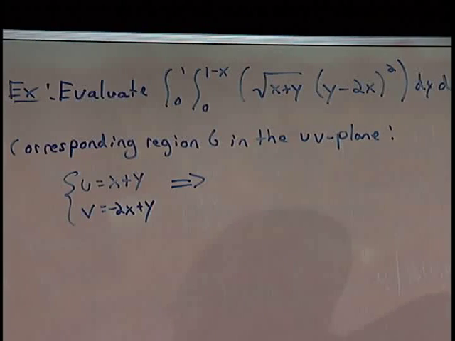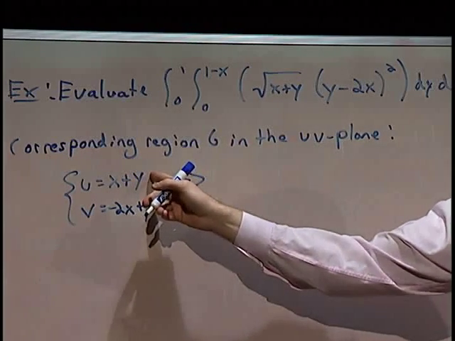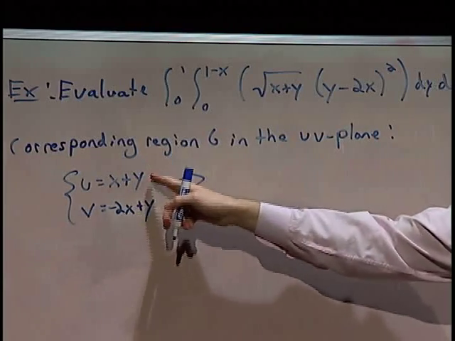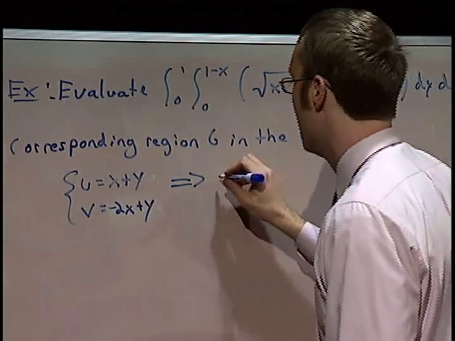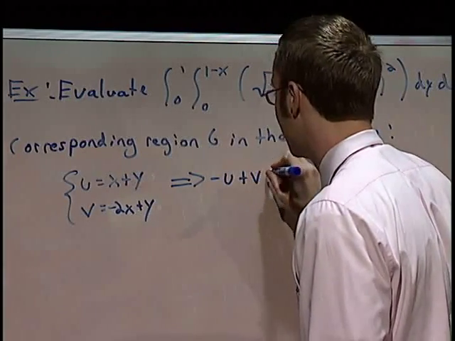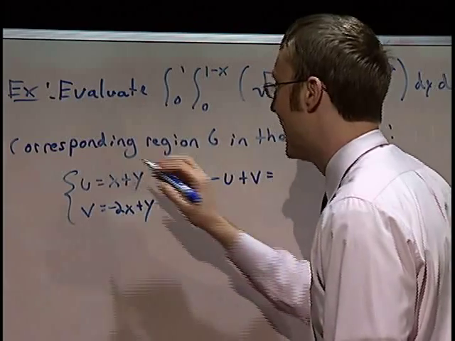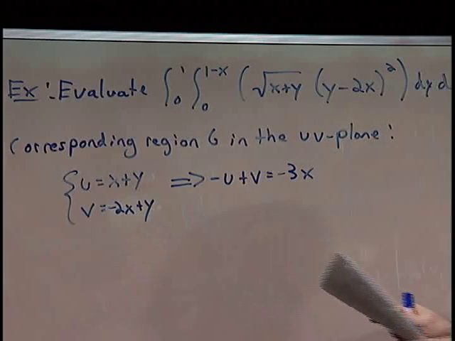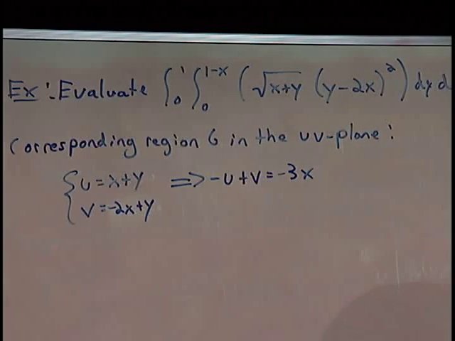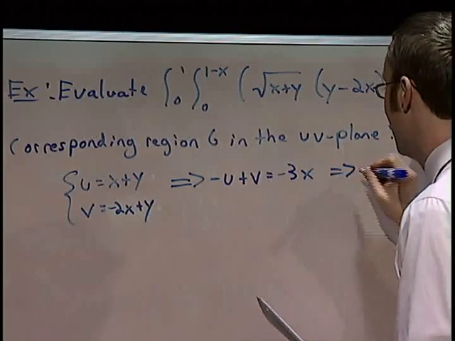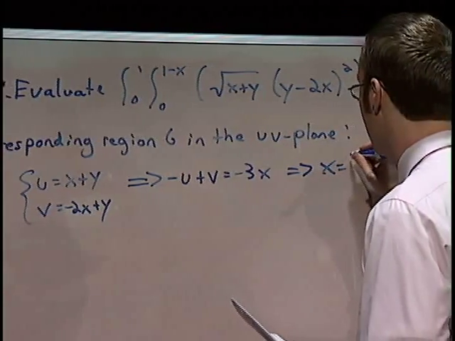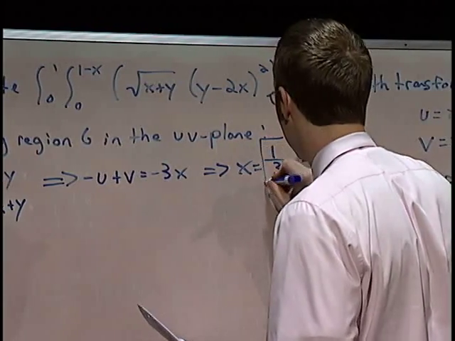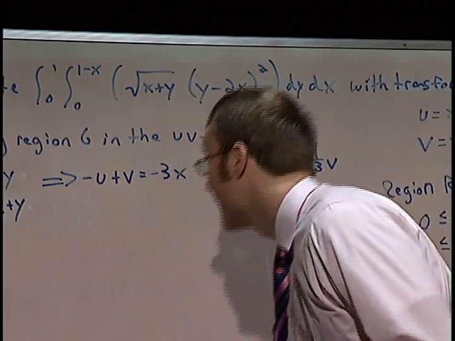So multiply the top row through by a negative 1. That makes a negative y here and a positive y here. So when we add the two rows, the y's will cancel. So we'll get what, negative u plus v equals negative x plus negative 2x is a negative 3x. Okay. And then divide everything by negative 3. We get x equals 1/3 u minus 1/3 v. Oops, didn't box the whole thing in there.